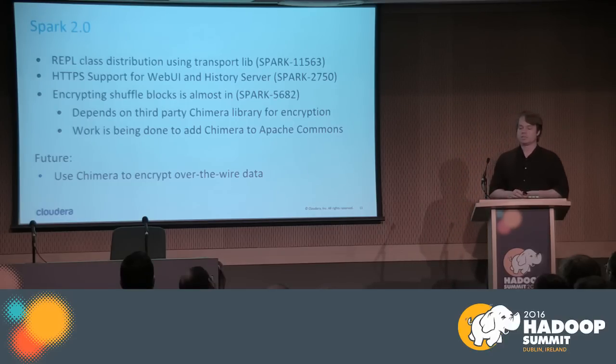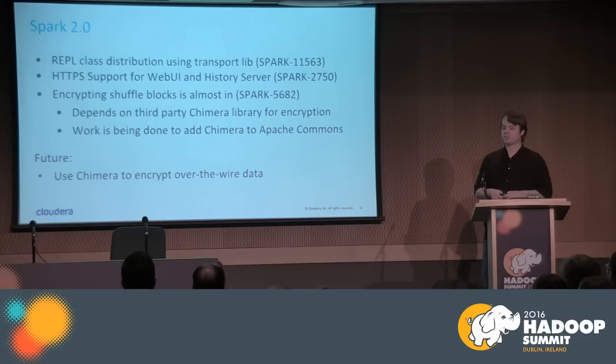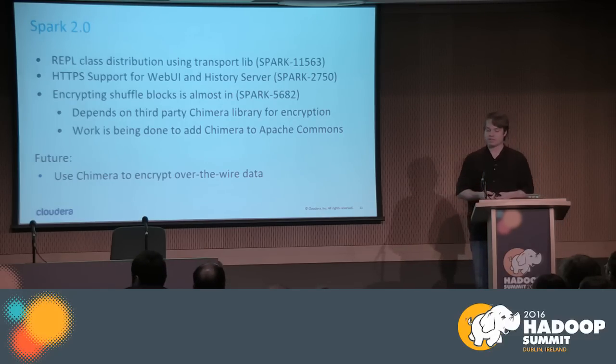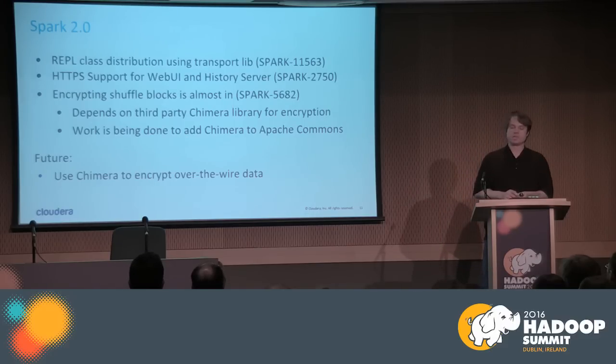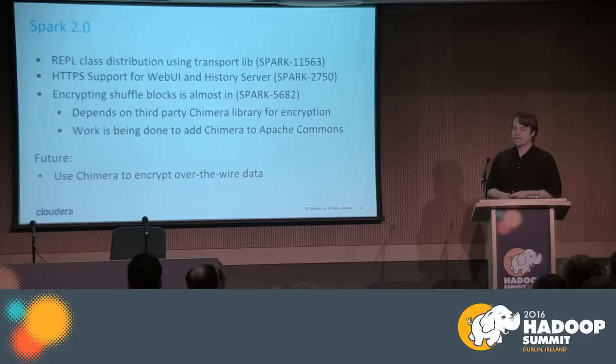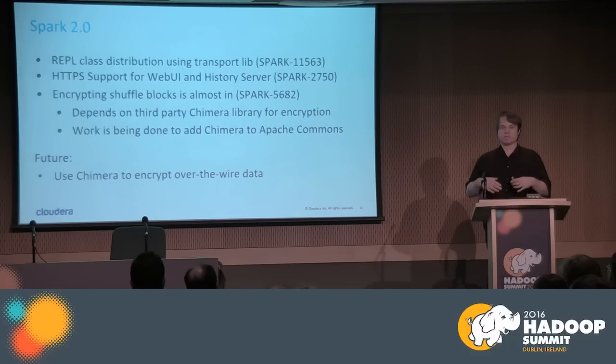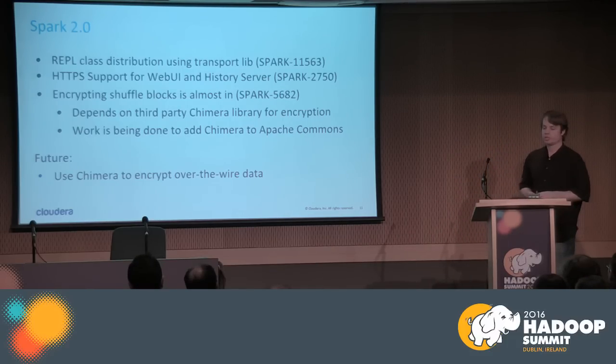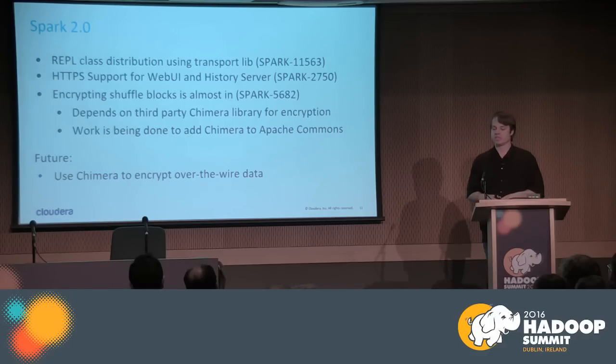And there's work being done, mostly by our friends at Intel, to enable at-rest encryption for the shuffle blocks. This work depends on a third-party library called Chimera that Intel wrote. It's based on the encryption code that was used in HDFS. The reason this work is not checked in yet is that it's being added to the Apache Commons project, so it's going to be part of the Apache group of projects. Once that's done, we're going to modify the current code in Spark to use the Apache library instead.